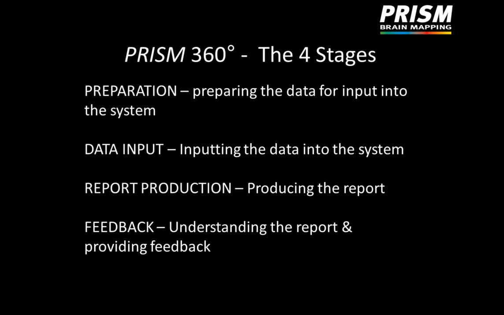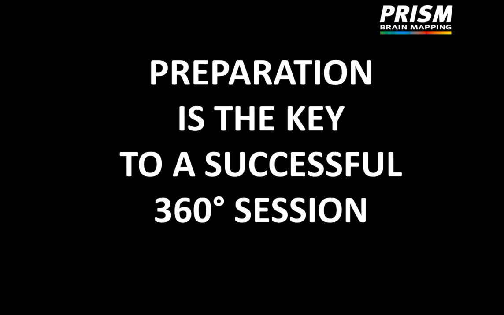There are 4 stages to the PRISM 360 process. Preparation: preparing the data for input into the system. Data input: inputting the data into the system. Report production: producing the report. Feedback: understanding the report and providing feedback.